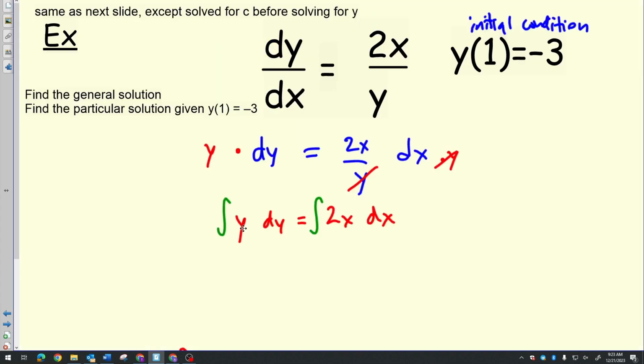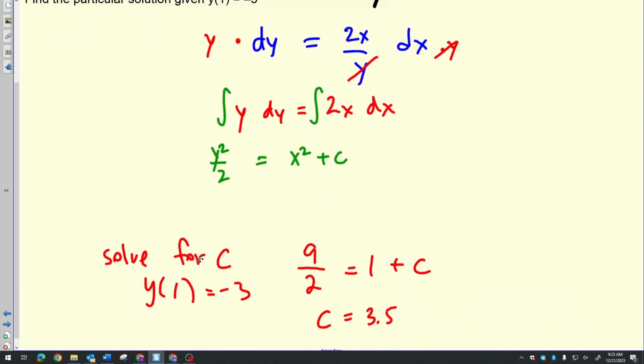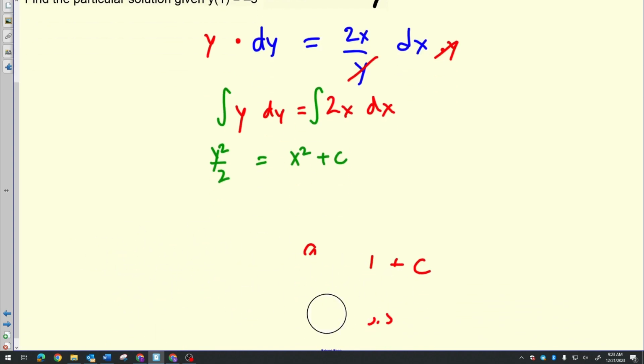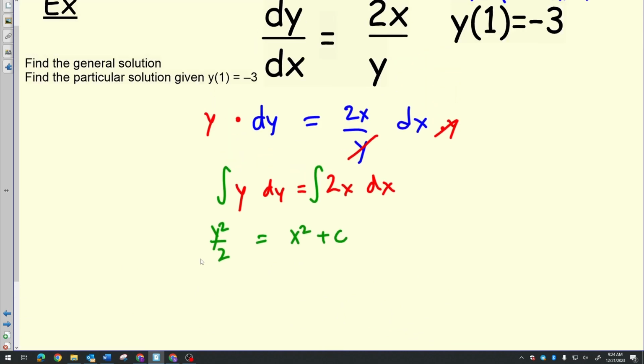So on this left side, this will be y squared over 2 plus c, but I'm going to move all the c's to the right side. On the right side, I have x squared plus c, okay? And then what I want to do is solve for y or solve for c, okay? It doesn't matter which order you do it. I often like to solve for c first, but it doesn't really matter. So I've got my equation here.